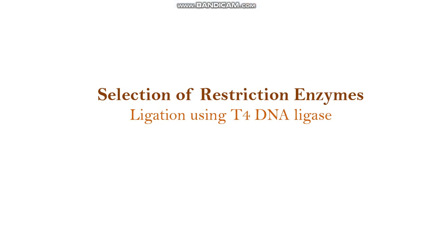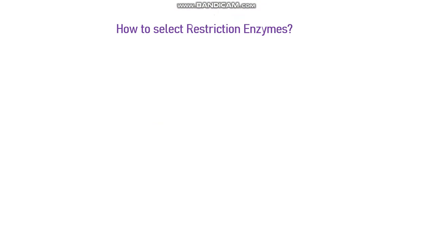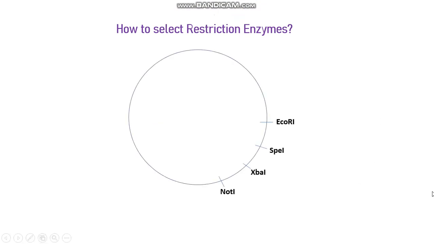In this tutorial video, I'm going to talk about selection of restriction enzymes and ligation using T4 DNA ligase. So let's begin. First we need to know how to select restriction enzymes. Let's say here is the vector and here are four different restriction enzymes.